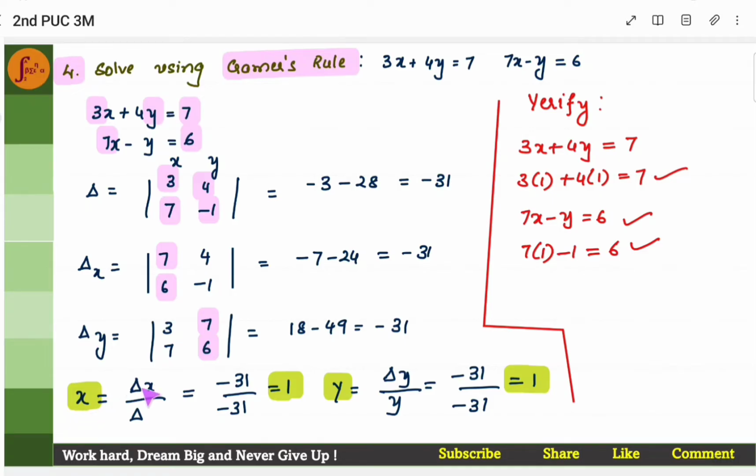So x would be the determinant of the second matrix divided by the determinant of the first matrix, and y is the third matrix divided by the first matrix, right? So you can verify the answer. You can take the original expression, put in whatever values of x and y you've got, and it should give you the right hand side values. 3x plus 4y is 7, so when I substitute x and y, I should get 7.